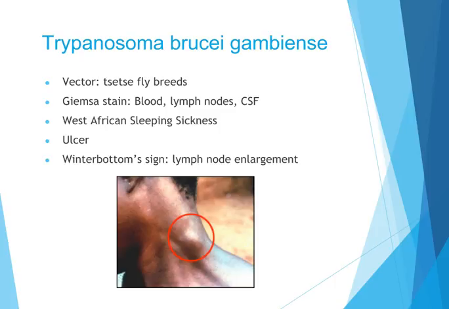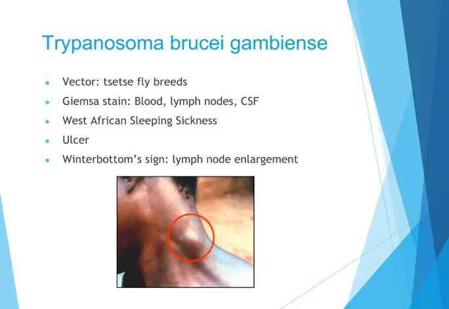Okay, with the first one, it causes sleeping sickness from tsetse flies, and the specimens are blood, lymph nodes, and spinal fluid, depending on how bad the patient is. It causes West African sleeping sickness. You need to know that. The patients will have ulcers where they got bitten by the fly.